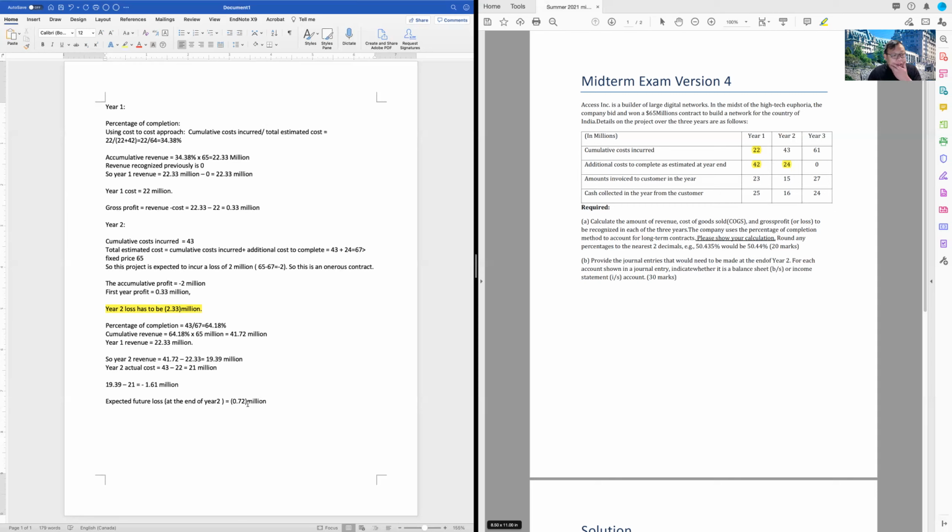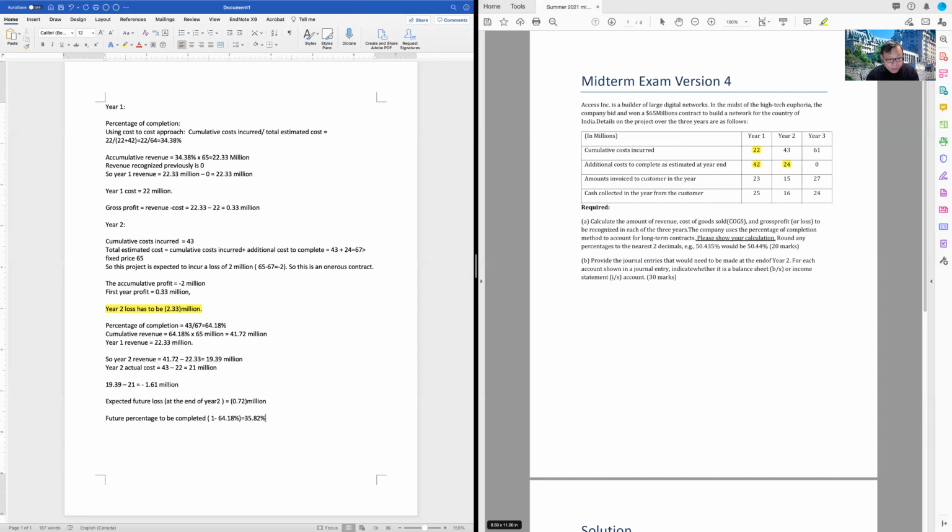So this number can be calculated in a different way, right? The future percentage completion, the future percentage to be completed. So that's 1 minus 64.18%. So that would be 35.82%.